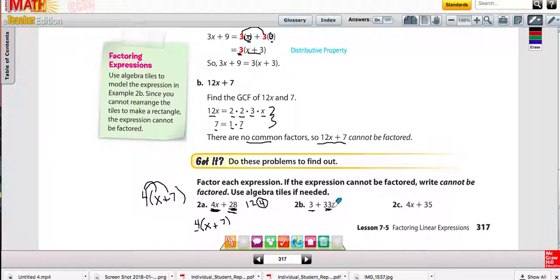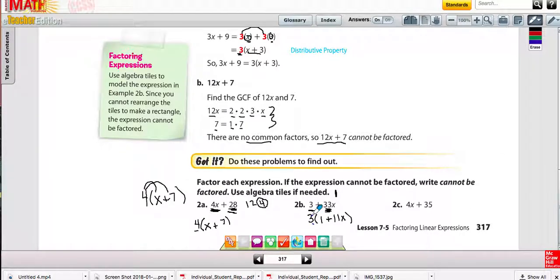Let's try that with 2b. 3 and 33. What's the factor of 3 and 33? If you said 1, you're correct, but that's not the greatest factor. 3 is actually the greatest factor for both 3 and 33. So 3 fits into 3 one time. So 3 times 1 is 3. How many times does 3 go into 33? If you said 11, that's correct. We're just going to tag that little x on the end, and we're going to double check our work.